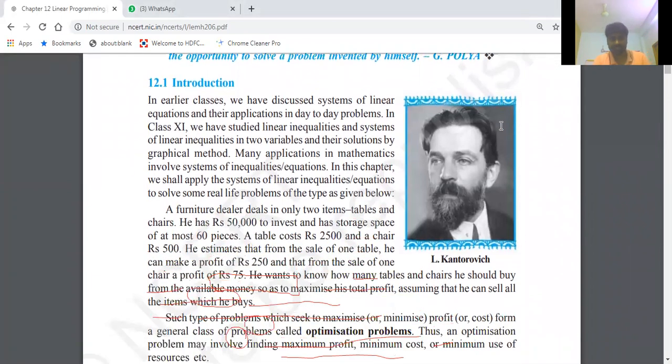So generally, as a businessman, you can understand the situation here. For example, I am going to purchase some number of tables, some number of chairs, but I can purchase a maximum of 60 pieces only, both chairs and tables together. At the same time, I can purchase worth 50,000 rupees only. I don't have any extra money than 50,000. By selling one table I can make 250 rupees, and by selling one chair I can make 75 rupees.